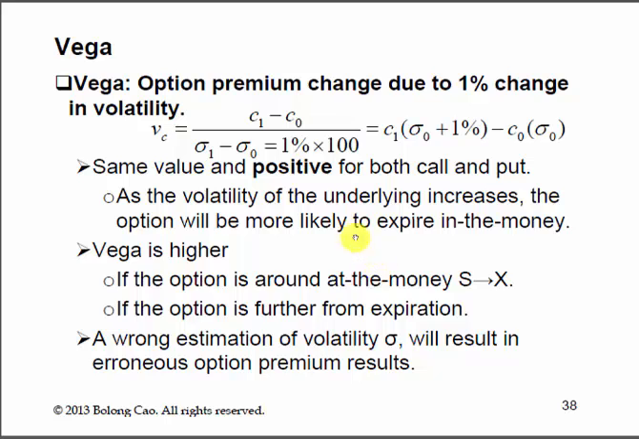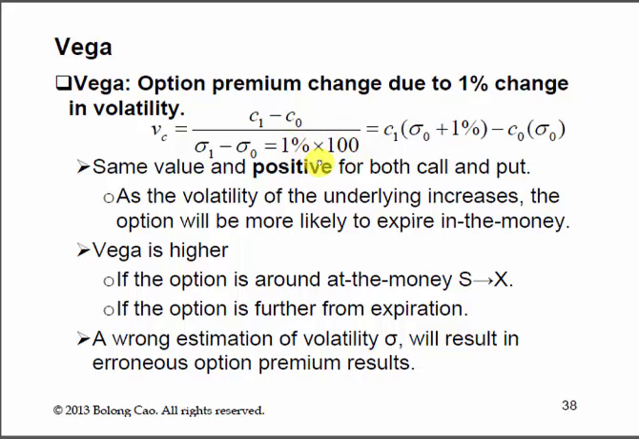The next Greek is so-called Vega. It's the option premium change due to a 1% change in volatility, the volatility you put into the calculation of Black-Scholes. So let's say for a call, you have the change in the call premium and then the change in the standard deviation of the underlying stock return.